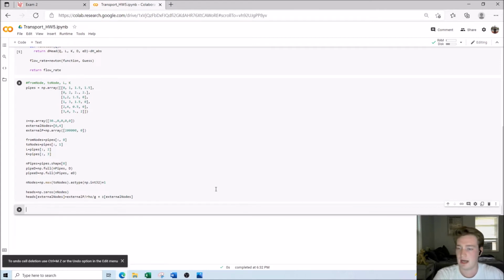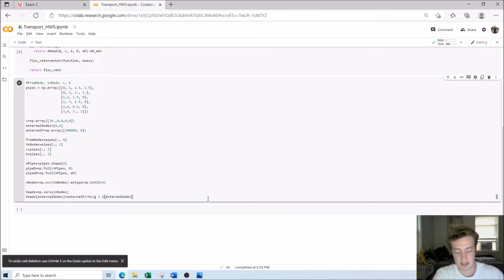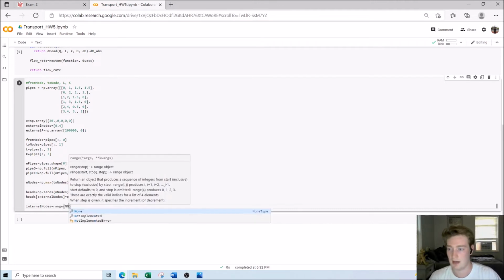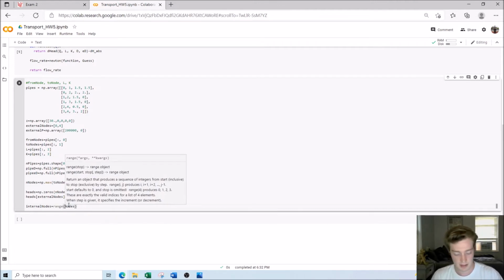There's one other thing I think that we want to put in here, and that is the values for the internal nodes. So we want internal nodes. What are the values for the internal nodes? Well, we know the values of all of the nodes, and we know the values of just the external nodes. So if we subtract the external nodes away from all of the nodes, we should get the internal nodes, right? So we want the range of all the nodes. So n nodes, right?